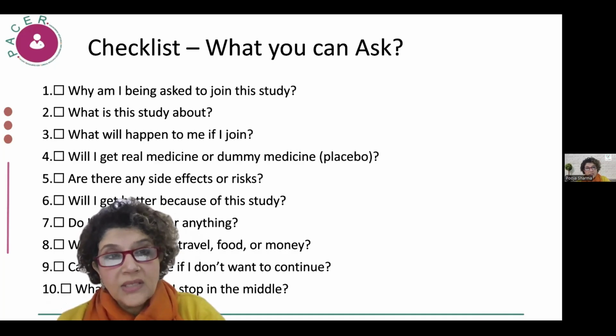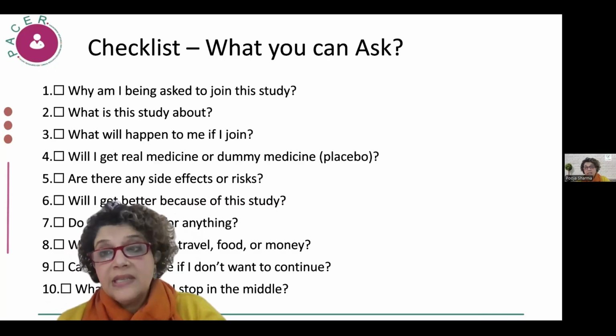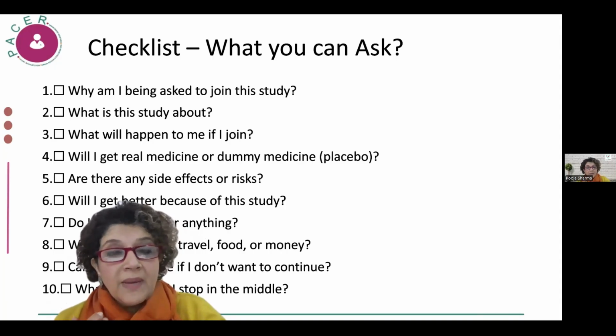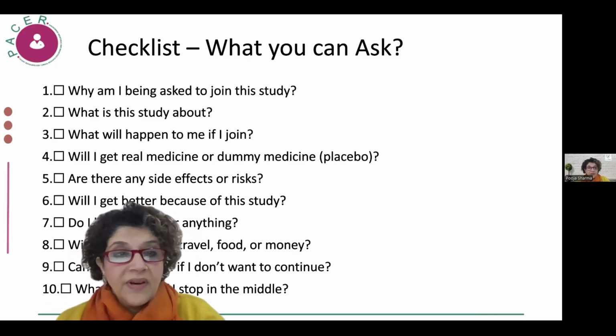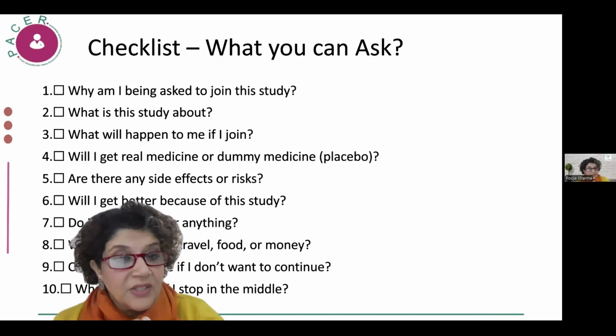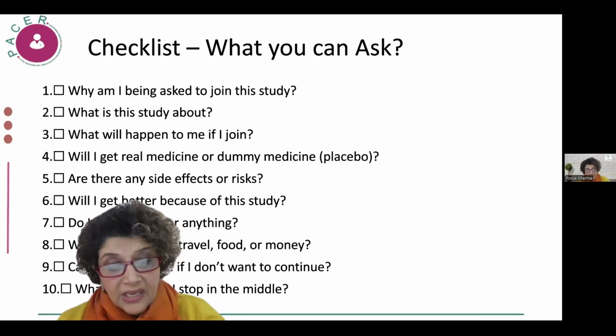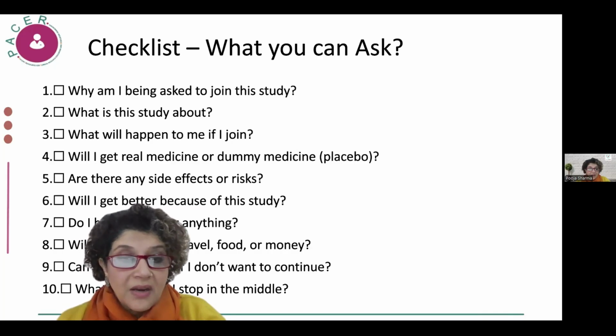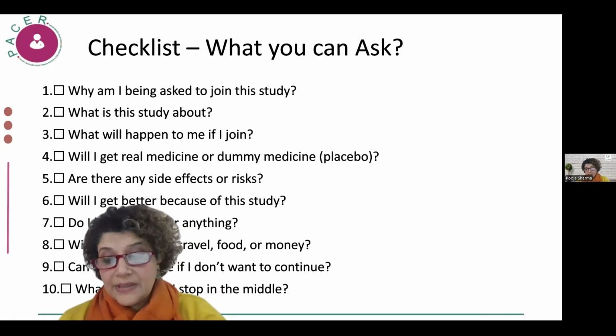So what all can you ask? And you can ask more questions than these, but these are questions that we suggest you ask. Why am I being asked to join the study? What is this study about? What will happen to me if I join? Will I get a real medicine or a placebo? Are there any side effects or risks? Will I get better because of this study? Do I have to pay for anything? Who covers my standard of care? Will I get help with travel, food or money or some kind of a reimbursement? Can I stop at any time if I don't want to continue? If I stop, what happens?